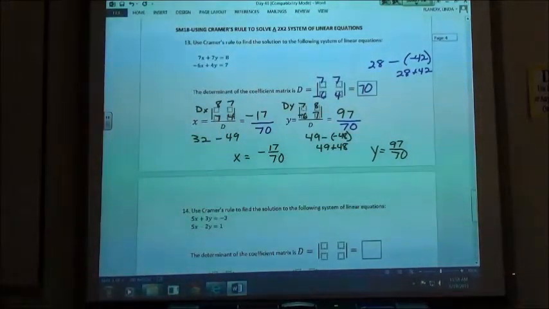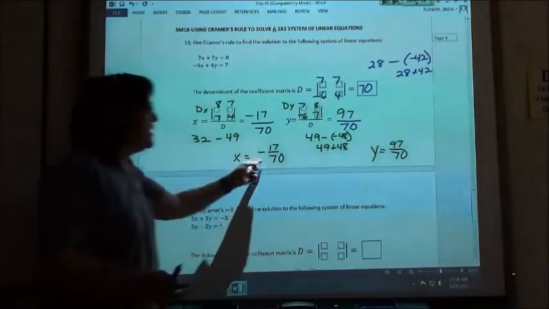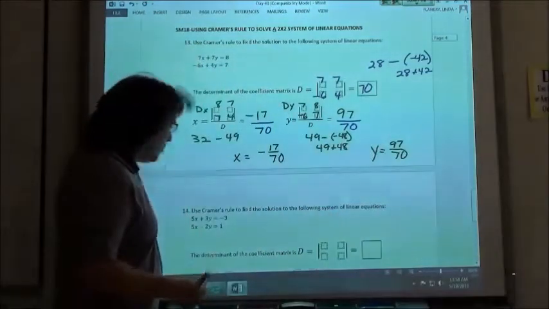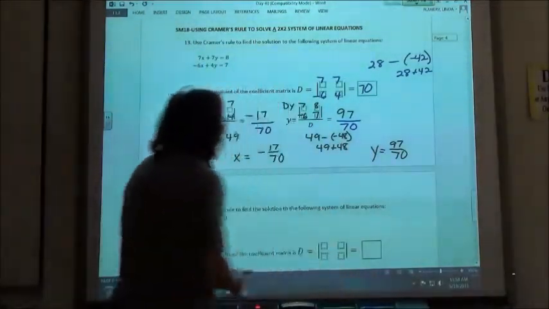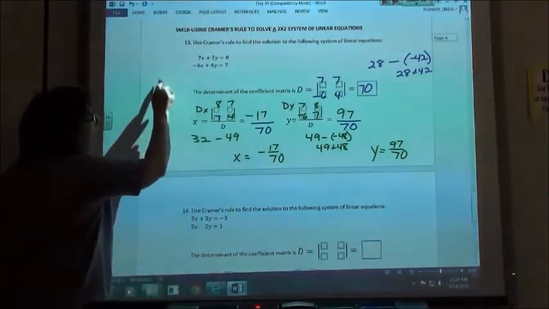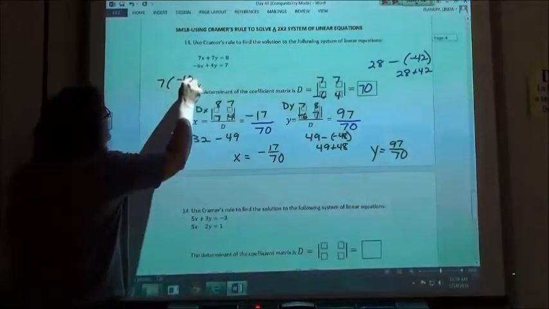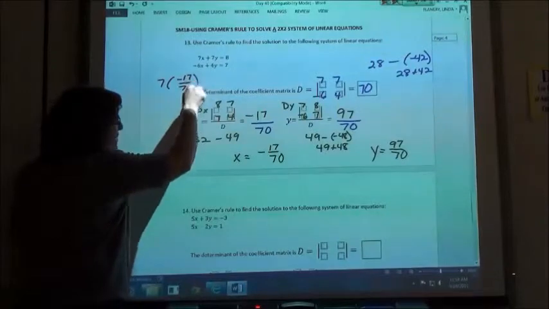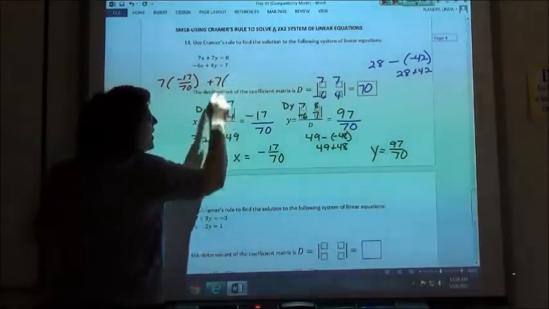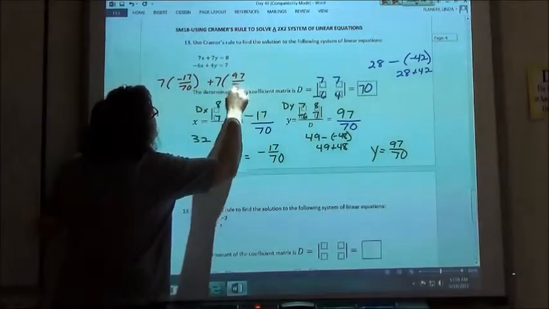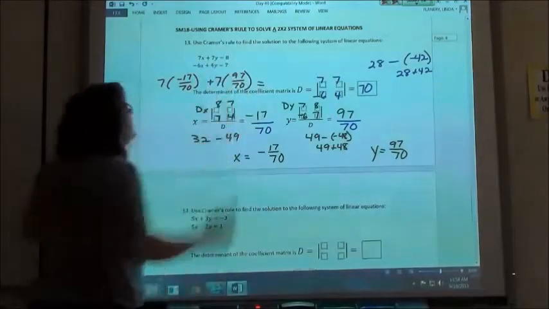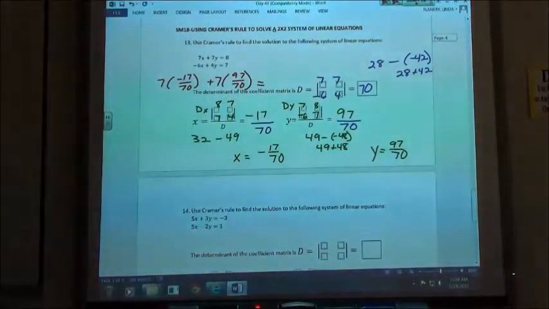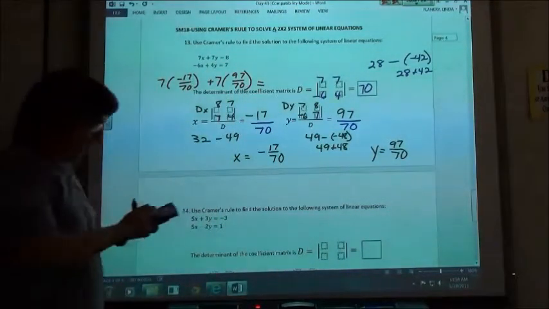I want to check my answer. To check my answer, I'm going to put these in one of my 2 equations. So if I use my top equation, 7 times -17/70ths plus 7 times 97/70ths to see if indeed I get an answer of 8. I'm going to grab my calculator for that.